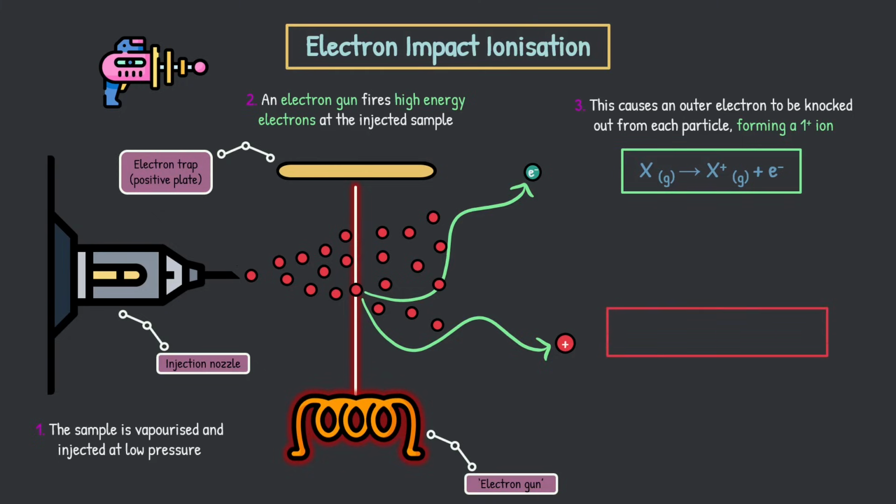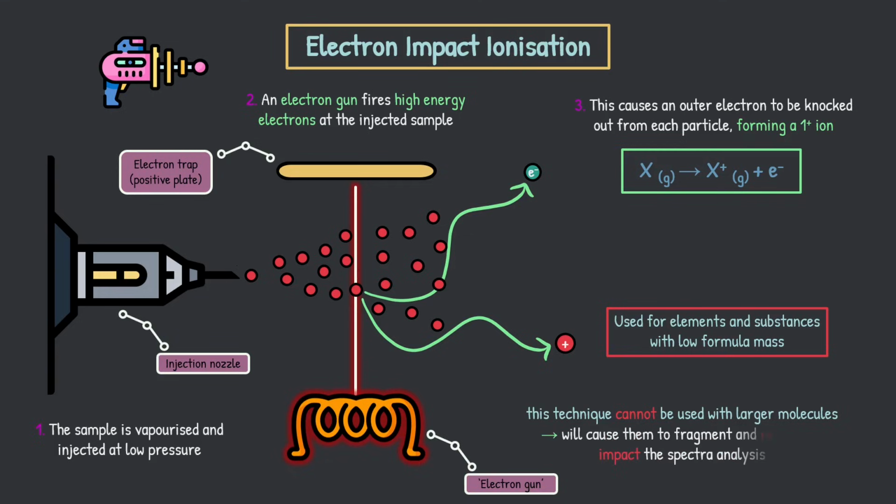So what is this type of ionization used with? It's used for elements and substances with low formula mass. Just try and remember that. It cannot be used with larger molecules. This is really important. They may test your knowledge on this. Remember, I said it will cause it to fragment. Because of the electron gun, it's going to fragment it apart, and you do not want that to happen with larger molecules. You just want it to be the case with particles with low formula mass so that they can be ionized easily.